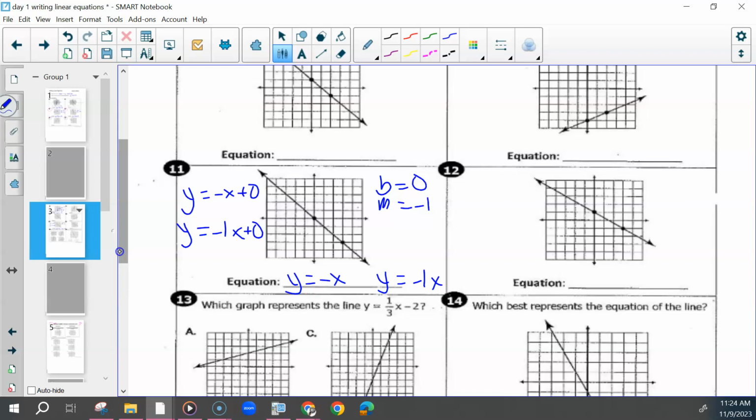Other questions on this page? Jackson, do you have this one written up? Any other questions on this page? Go on to the next page.